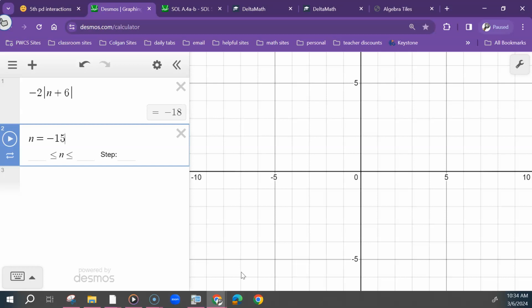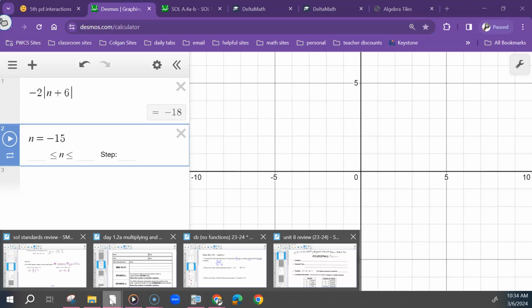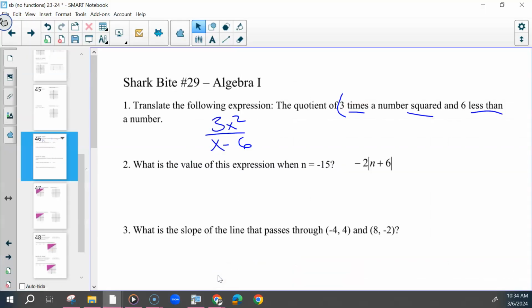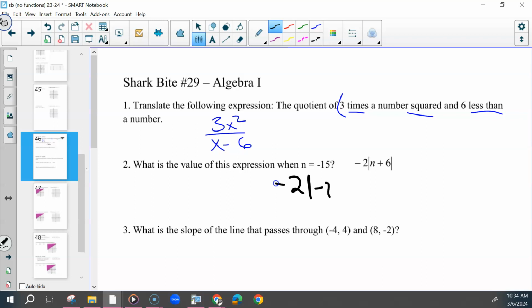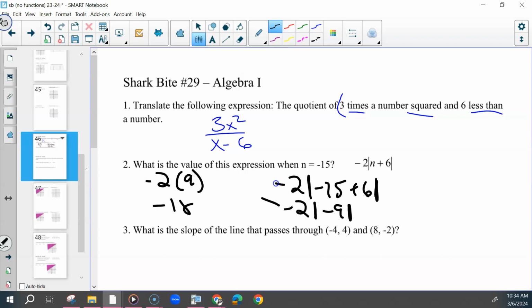But how do you know which case? If you don't see an equals, you're not solving. Multiplying. I don't have to do multiplying. Okay, how should be -21? Oh wait, -2. Negative. I did not do that. Actually, -9. -9 is -15 plus 6. Correct.